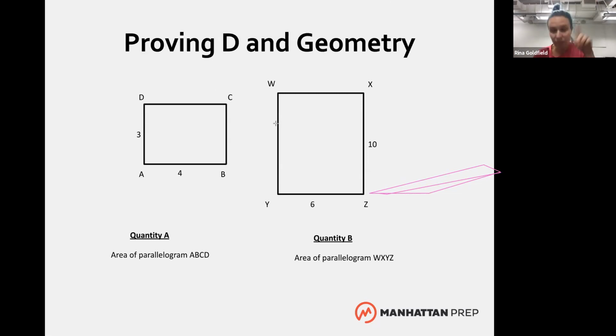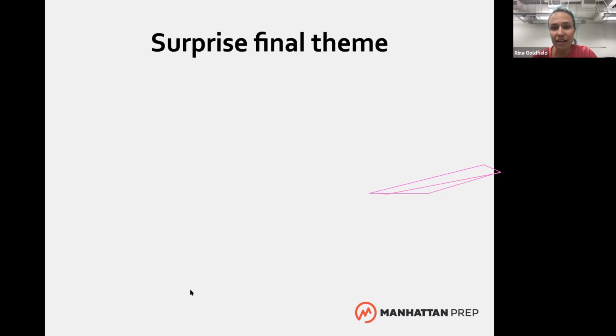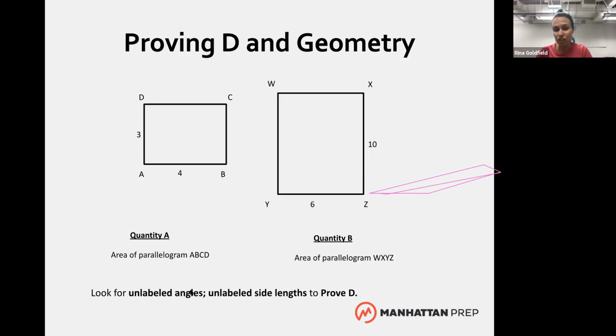Okay, tricky question. I have one more question theme to show you guys, but before we do that, I'm going to pause again and ask you, what questions do you have about this question and or about this idea of proving D in geometry, which again means in this context, can I stretch and squish the shape? I'm looking especially for unlabeled angles and unlabeled side lengths to ask, how could I actually change it? So what questions do you guys have here?